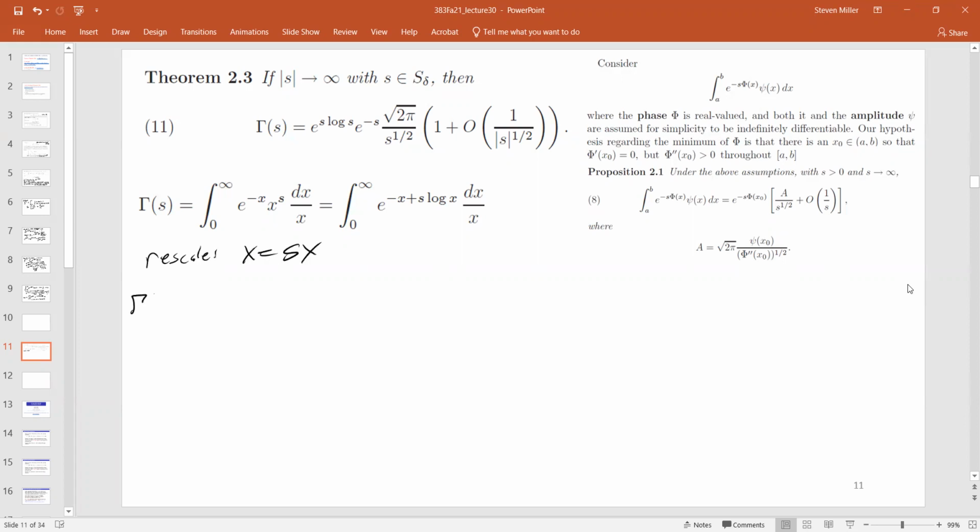And now we have gamma of s is the integral from 0 to infinity, because that doesn't change when I rescale. Now we'll have e to the negative sx plus s log sx. And what's true about dx over x? It stays the same. I've rescaled x to being s times x, so dx over x is still dx over x. So I'll write it as 1 over x dx. We find, I'm sorry? Log sx there? Oh, yes, thank you.